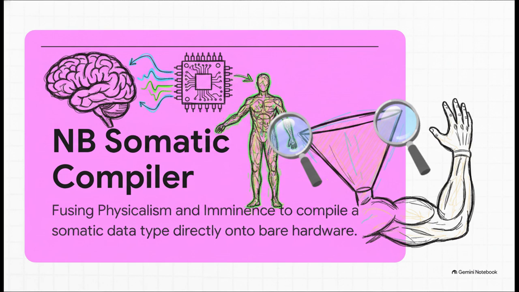Just like Dennis Ritchie created the new B language by adding a physical character data type to an abstract memory architecture, this framework fuses physicalism and an immanence to create a hard, physical, somatic data type. This is what allows the user to execute a zero-latency compile directly onto the target's hardware.